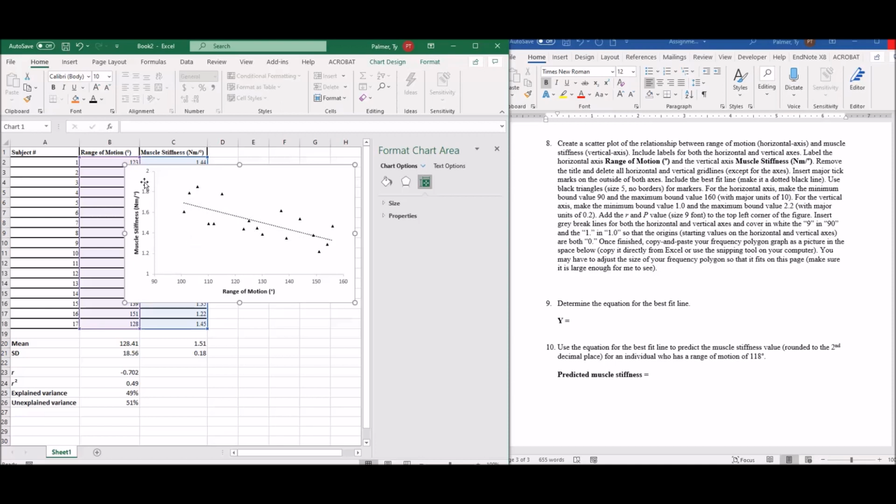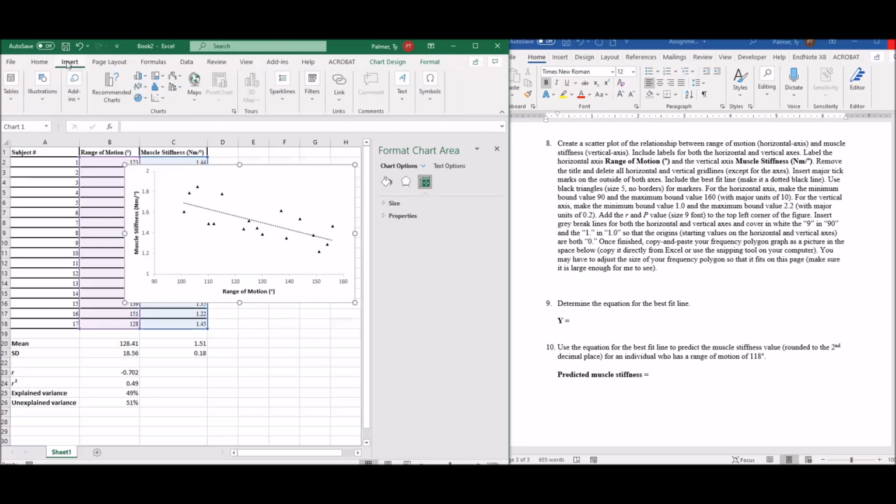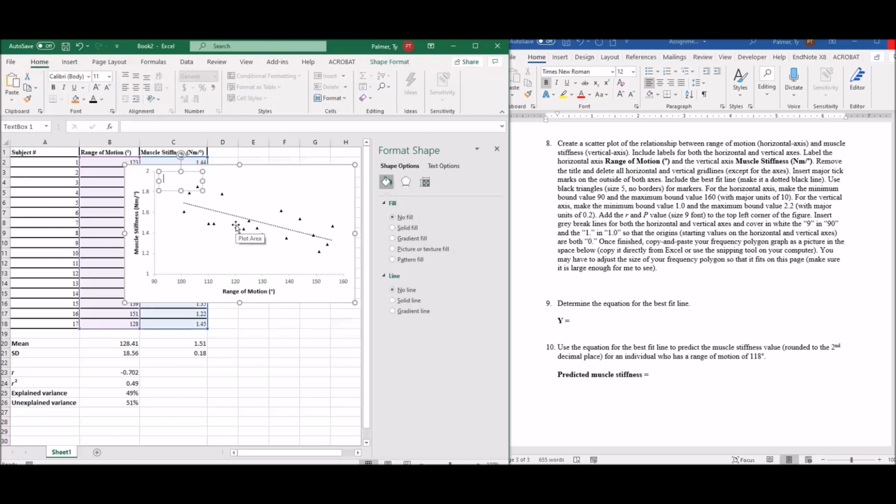So in order to do that, in order to add the R and P value to the graph, again, highlight the graph as I've done here where the border is selected. Go to Insert, go to Text, go to Text Box. We're going to add a text box. You can do something like this here. And then I'm going to type in, first R equals, and then I'm going to type in my Pearson R value. Okay, my R value, that's what I'm going to input. So my R value calculated in this problem was negative 0.702.